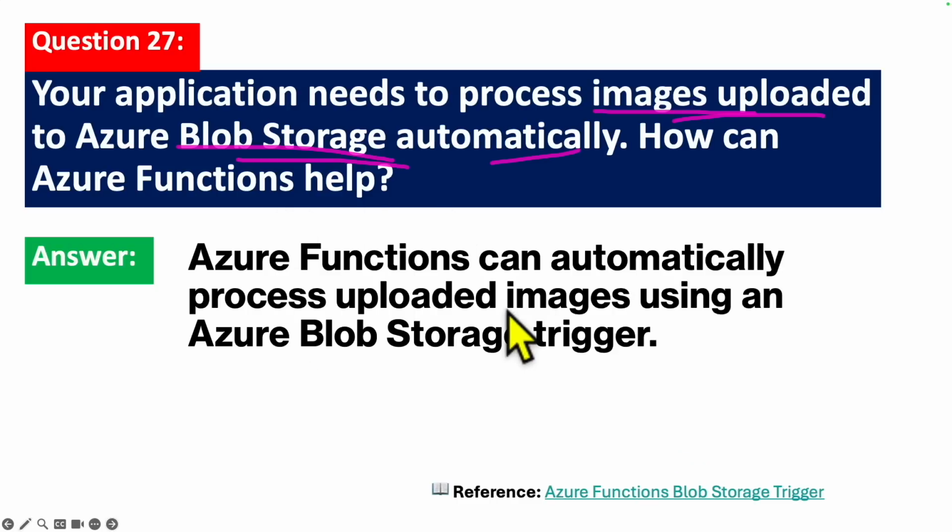So how do you explain the answer? You can probably explain it with an example. A function is triggered when a new image is uploaded to a designated blob storage, and then the function can perform various processing tasks on the image such as resizing, compressing, or analyzing. And then after processing the image, it can be stored in a different location, and additionally a notification can be sent to inform the user or the system about the completion of the processing task.